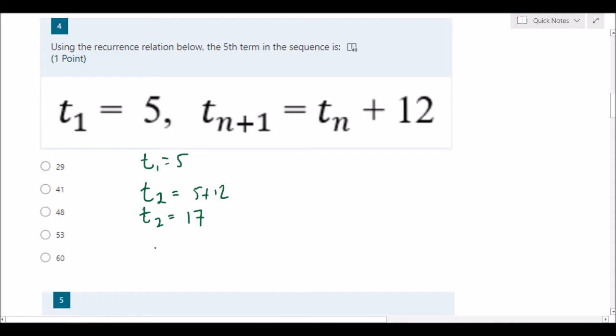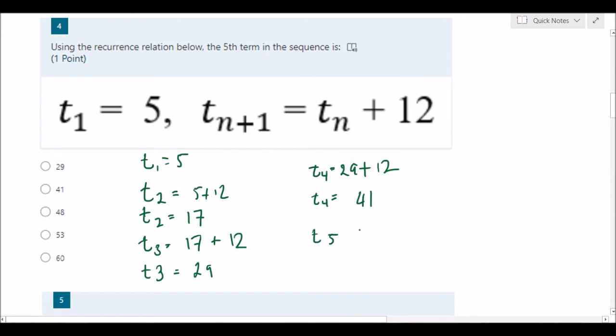Okay, we're looking for the fifth number. T3 would be 17 plus 12, which gives us 29. T4 would be 29 plus 12, which gives us a value of 41. And that means T5 would be 41 plus 12, which equals 53. Okay.